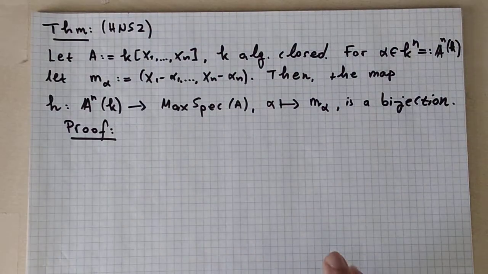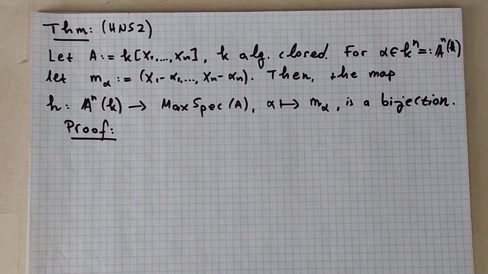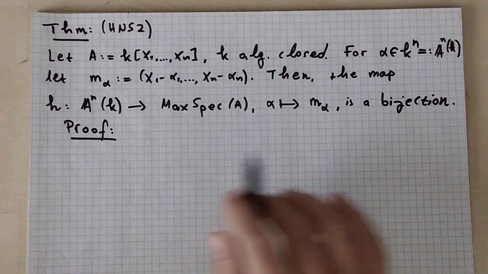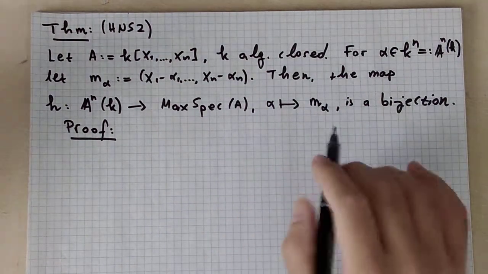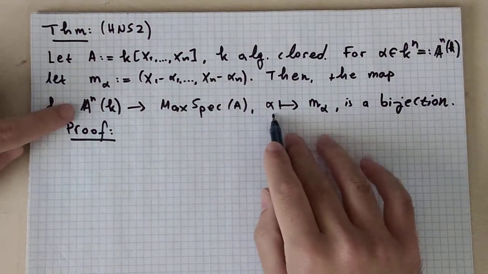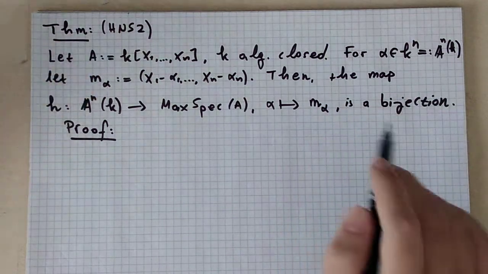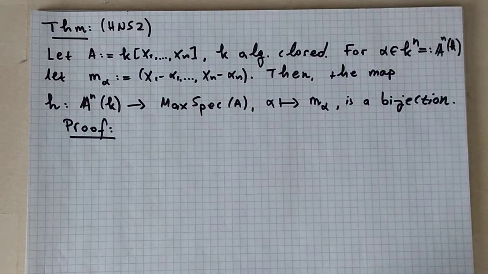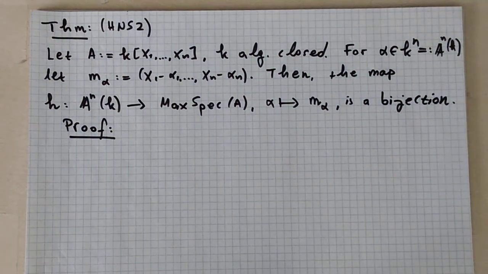And now we can move on to the proof of the main result of this video, which is this version of Nullstellensatz, right? So as we already proved, now this map makes sense. If I have an element alpha living in n-space and I consider this ideal, then this is in fact a maximal ideal, right? So the map makes sense, and it's also pretty obvious that it's well defined.